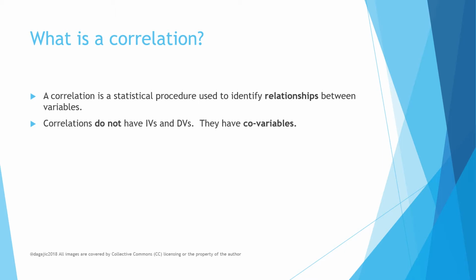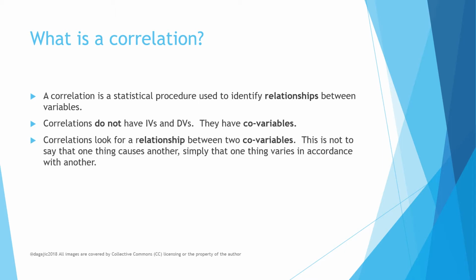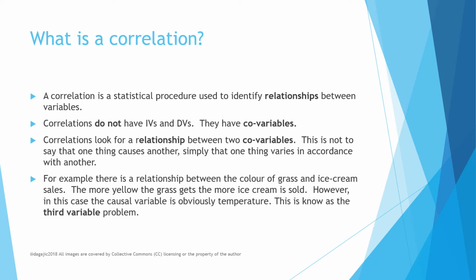They have covariables. And the reason for that is because a correlation cannot show cause. They just indicate that there's a relationship between two variables, so one thing varies in accordance with another. A further issue with correlations is what we call the third variable problem.